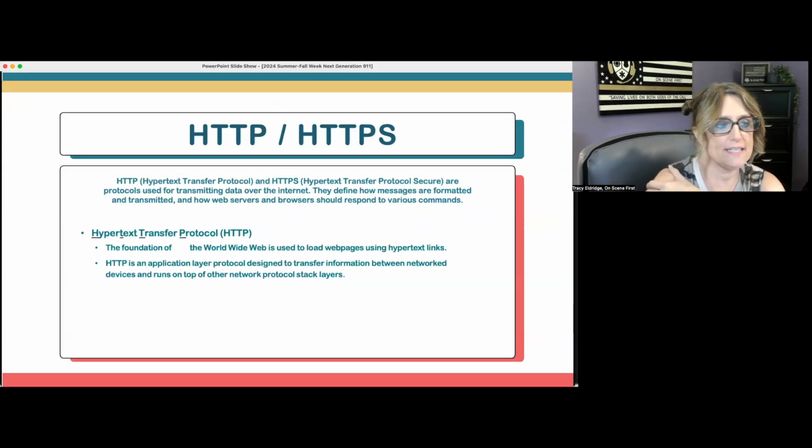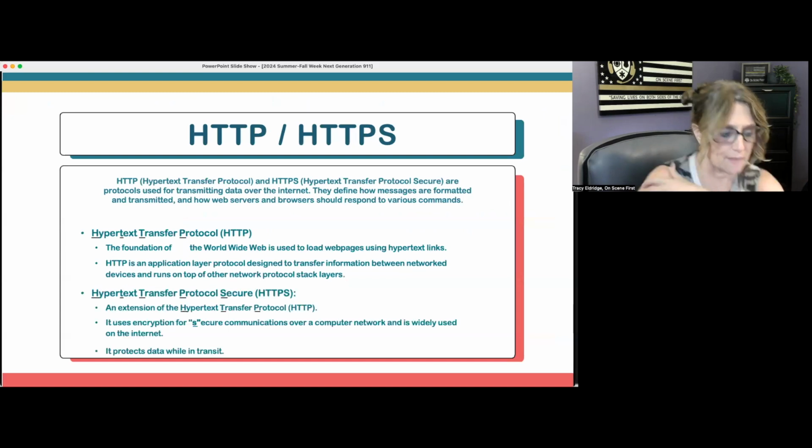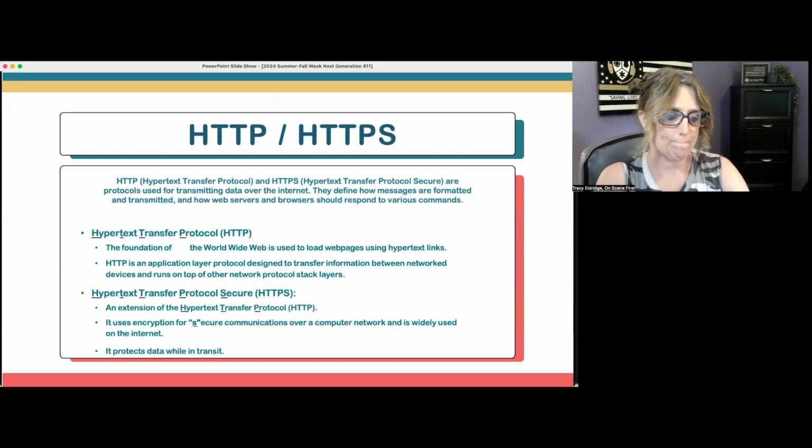HTTP and HTTPS, I'm just going to break this down. Hold on one second.